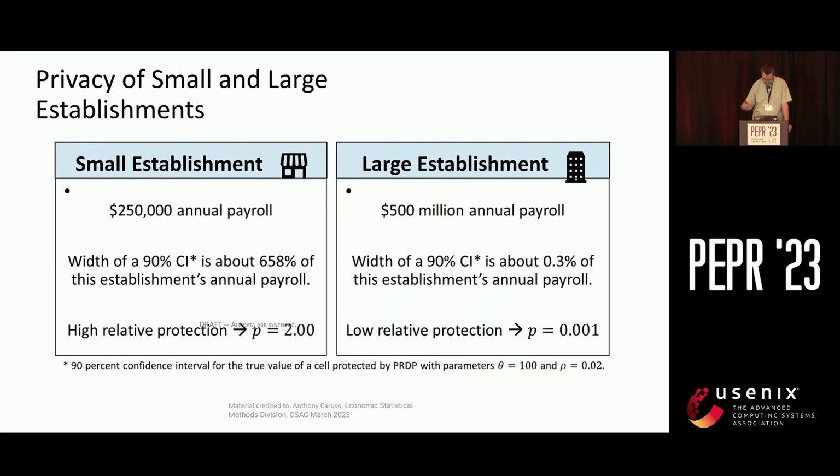But the downside here, again, is that those fire trucks are still visible. If we think about a small establishment, maybe it has an annual payroll of 250,000, an establishment like that is going to get this strong relative protection measure, but an establishment that has 500 million for their annual payroll is going to get a very weak relative protection measure.